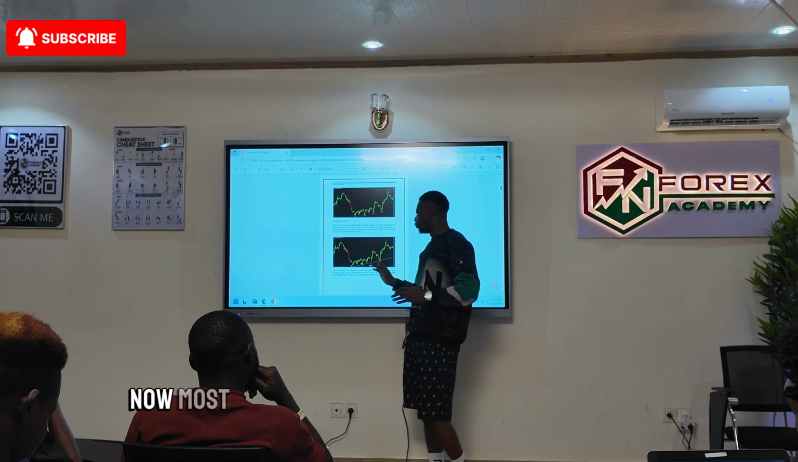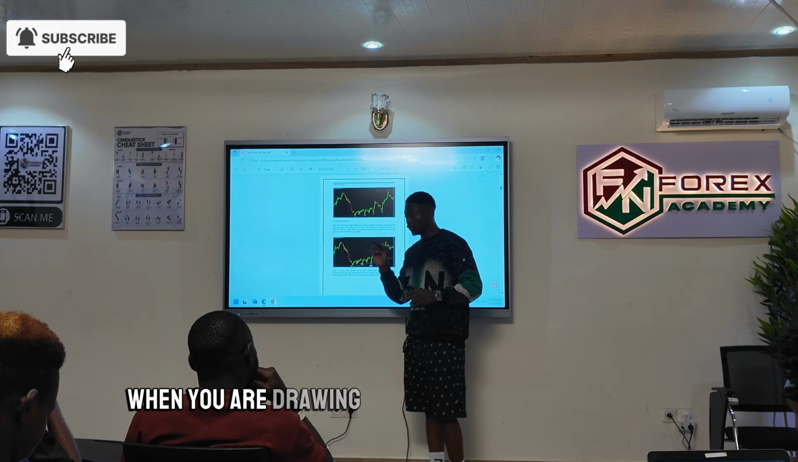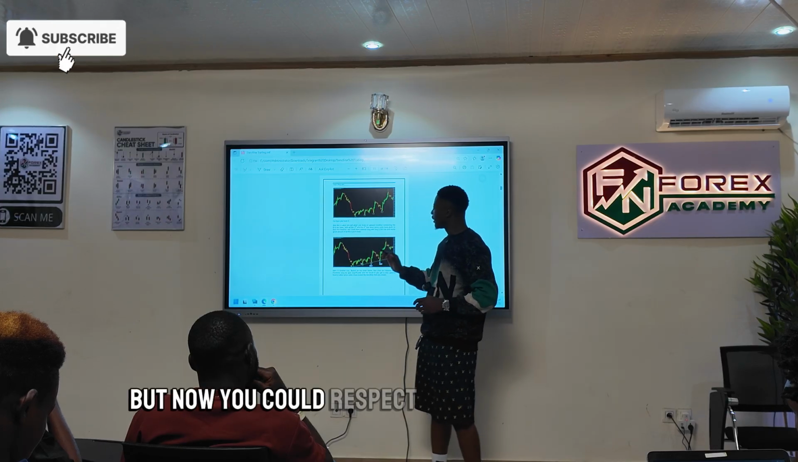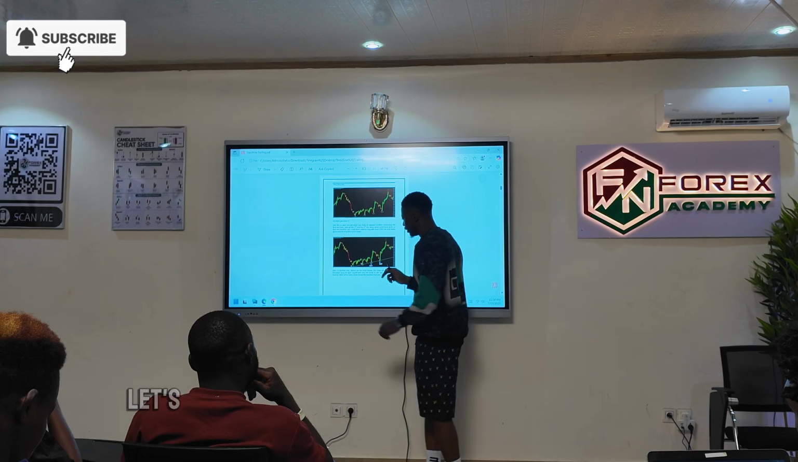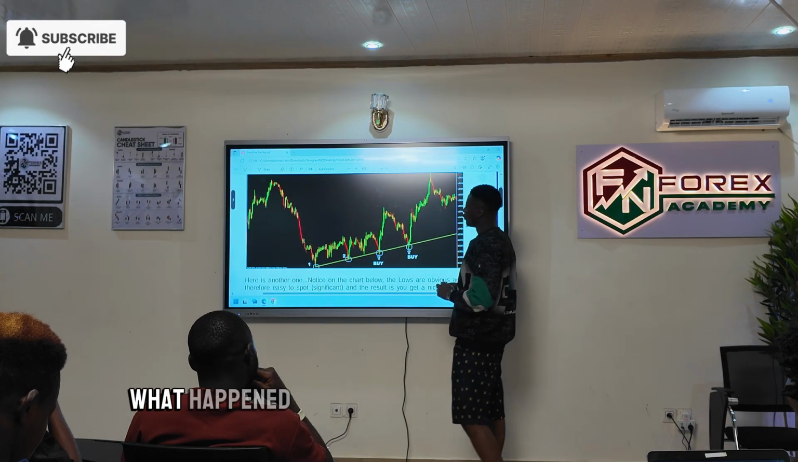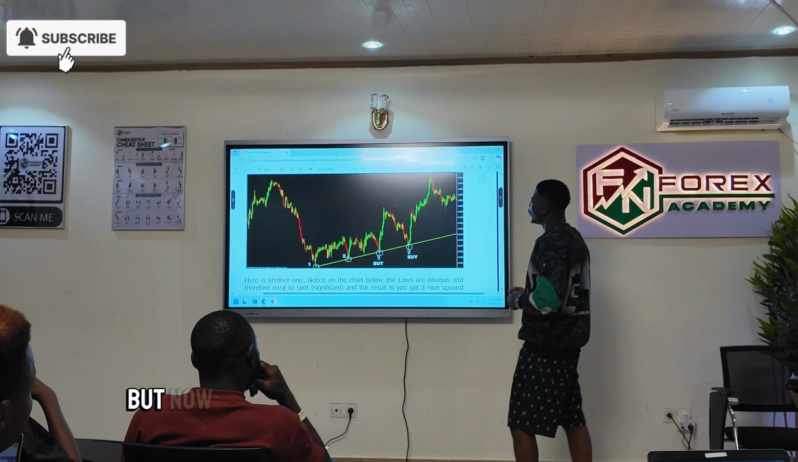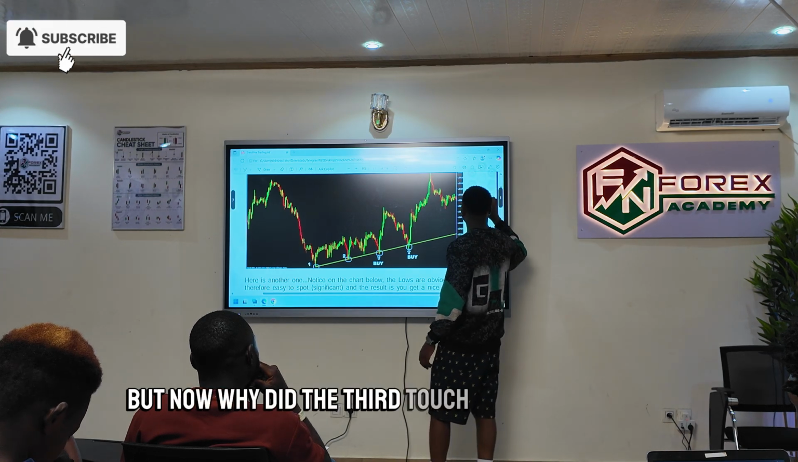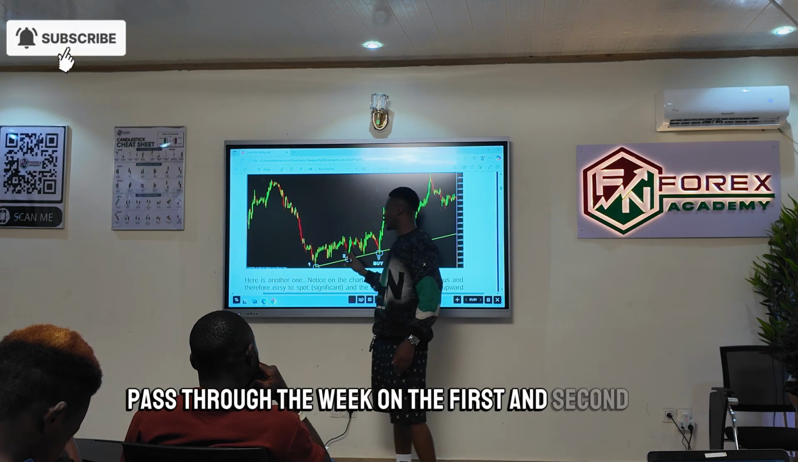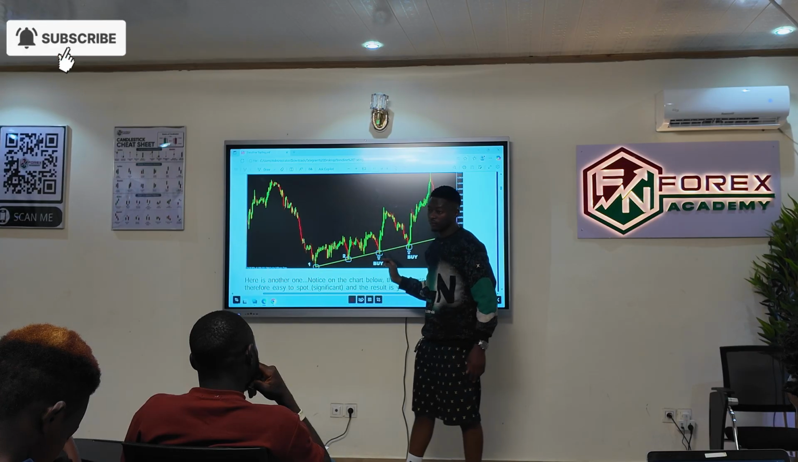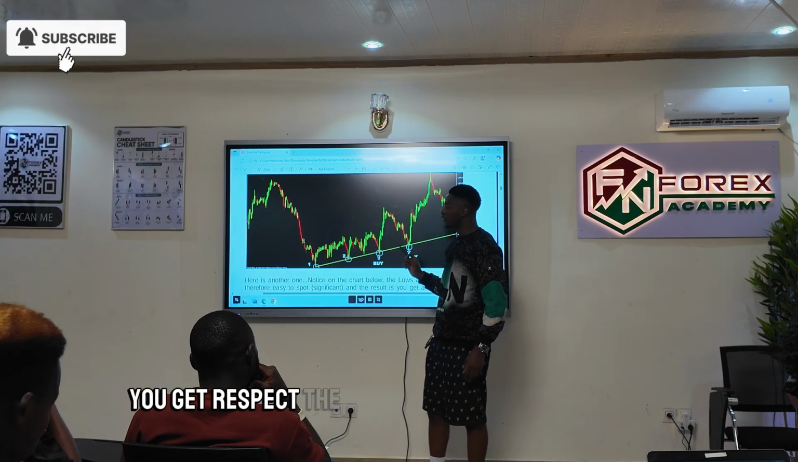Yeah. Okay, now, most of the times, when you are drawing, respect the wick. But now, you could respect the wick, for example, this third touch. Let's pay attention to this third touch. What happened? That third touch passed through the wick. But why did the third touch pass through the wick? On the first and second touch, we respect the wick. You get? Respect the wick.